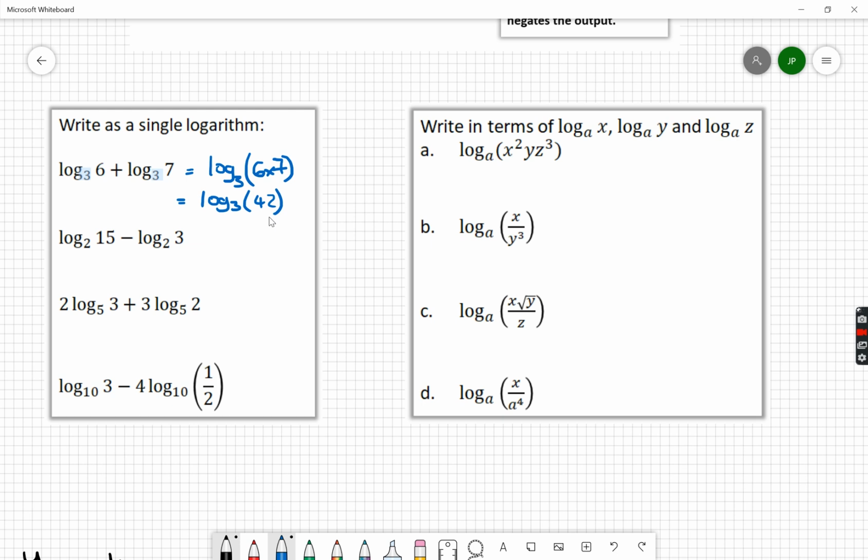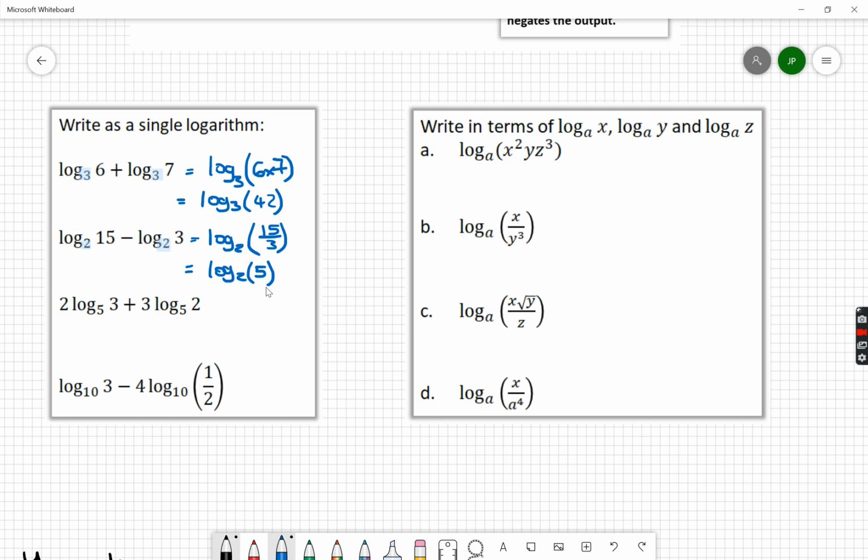Next one. Again, we've got the same base, so I'm quite happy to move on to the next step. Same base, so this time I'm subtracting. The couple that goes with subtracting is divide. So this is going to become log base 2 of 15 over 3, which is going to become log base 2 of 5.